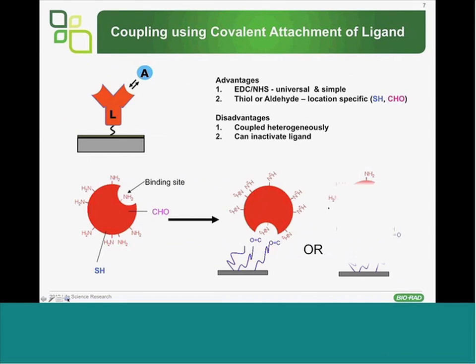And now we can see the different ways of coupling. The most common coupling method is amine coupling. This is universal; it can be done with any protein. It's basically the amine coupling of the lysine or the N-terminus of the protein that will bind to the activated surface.